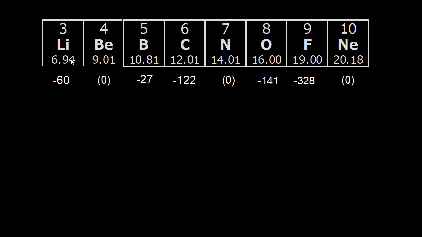Here we have the elements in the second period on the periodic table, and let's look at their electron affinities. We've already seen that adding an electron to a neutral atom of lithium gives off 60 kilojoules per mole. Next we have beryllium with a 0 value for the electron affinity. That means it actually takes energy, so this number is actually positive, and it takes energy to add an electron to a neutral atom of beryllium.